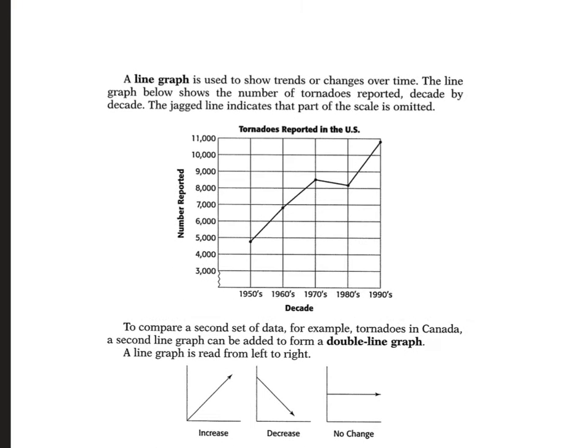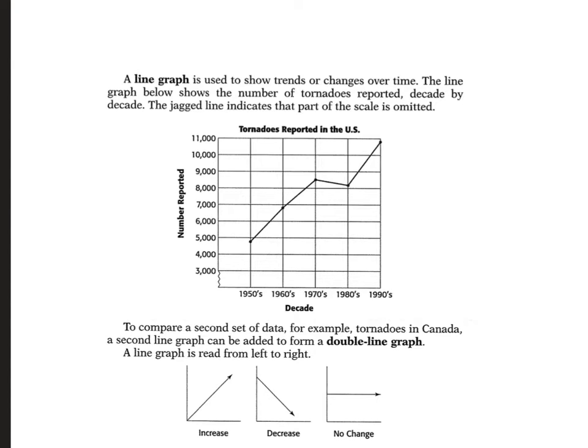A line graph is used to show trends or changes over time. The line graph below shows the number of tornadoes reported, decade by decade. The jagged line indicates that part of the scale is omitted. To compare a second set of data, for example, tornadoes in Canada, a second line graph can be added to form a double line graph.